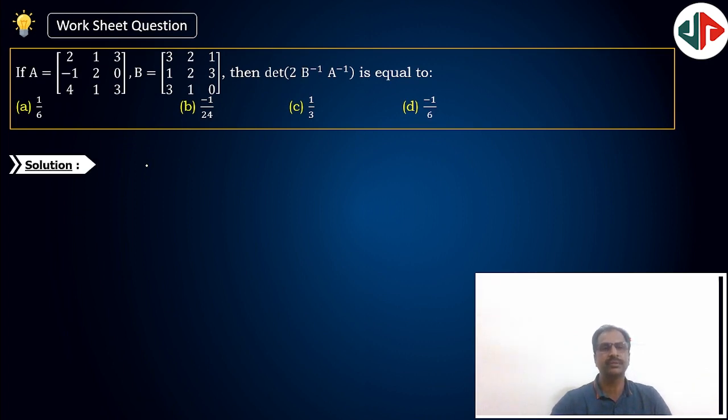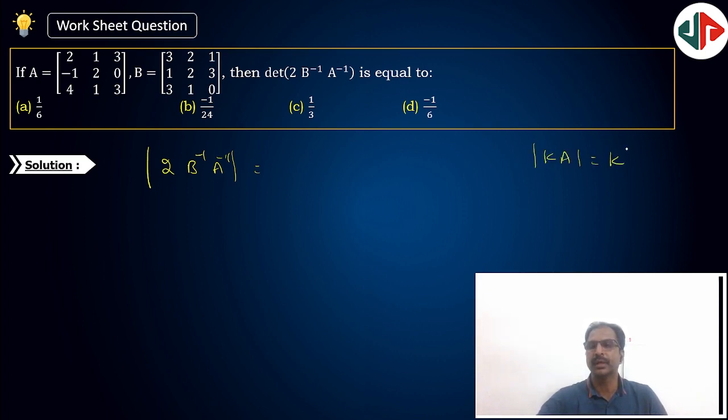Next, matrix A is given, B is given. You have to find determinant of 2 times B inverse A inverse. We have a property like this: det of KA is nothing but K power n into det A, where n is the order of the matrix. N is 3, a 3 by 3 matrix. So 2 power 3 into det of B inverse A inverse.